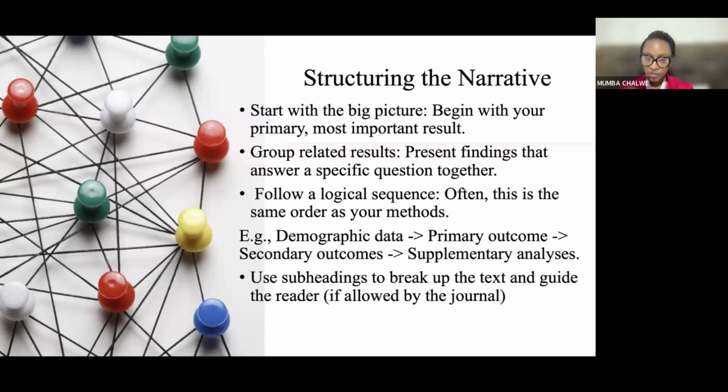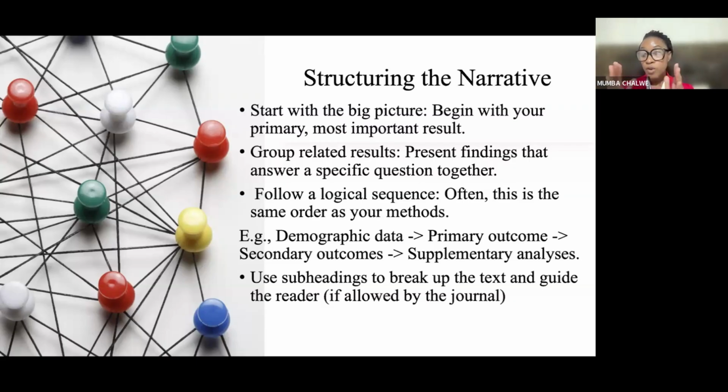And I can't overemphasize this. It has to be logical, right? And usually it's in the same order as your methods. So if your methods are structured very well and well thought out, then your results will follow that same order. Typically, if you've read, where are these subjects coming from, male to female ratios, age, very basic things with your pie charts and your bar graphs, very simple.